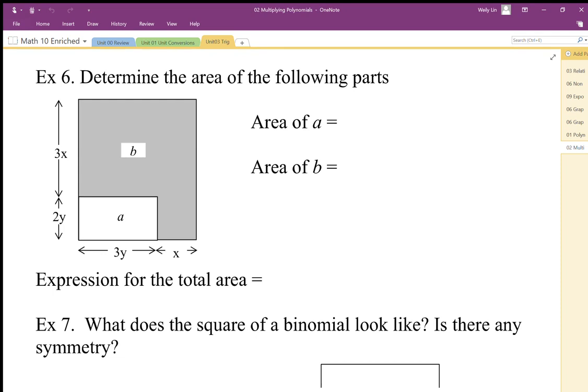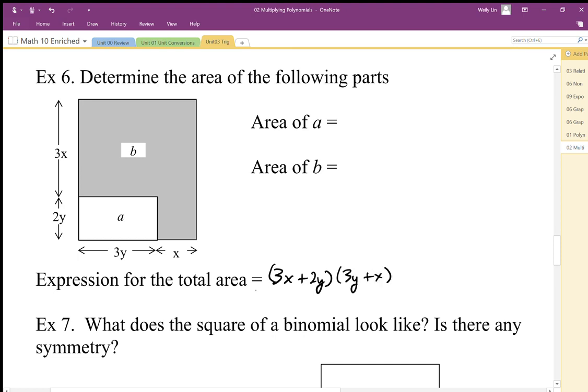When we're multiplying polynomial expressions, it is really nice to be able to think of things as shape and area. So I have this expression here. I have 3x plus 2y times 3y plus 1x. It's going to give me this area in here, and I can split this up into different parts. So let's first of all write the expression for the total area. It's going to be 3x plus 2y, my length, times my width.